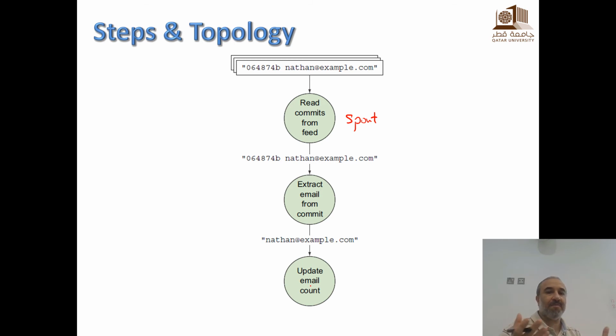There must be, of course, code for each component here, right? So for the spout, you will provide the code for the spout. You will provide another for each of these bolts, right? Okay, so you will have to write code for each of these components.